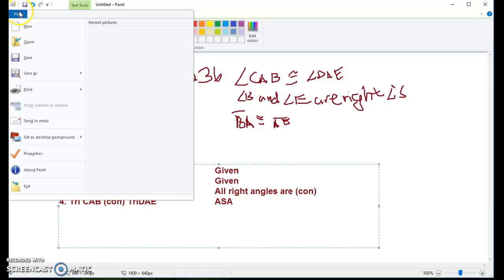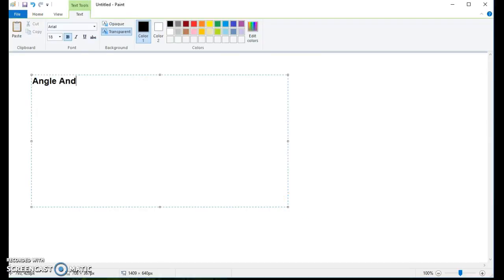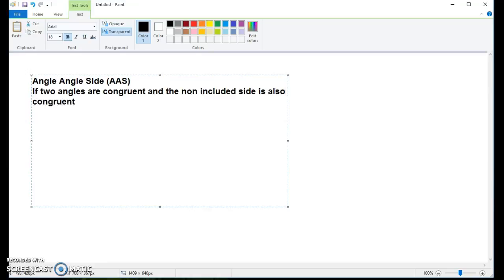Okay, so now let's go into our next way to prove triangles. That is angle, side, angle. Angle, angle, side, I'm sorry. Angle, angle, side, abbreviation, AAS. This is when you have two angles that are congruent, and the non-included side is congruent in these triangles. So if two angles are congruent and the non-included side is also congruent, then the triangles are congruent. The important part for this is the same non-included side, and I'll give you an example for this.